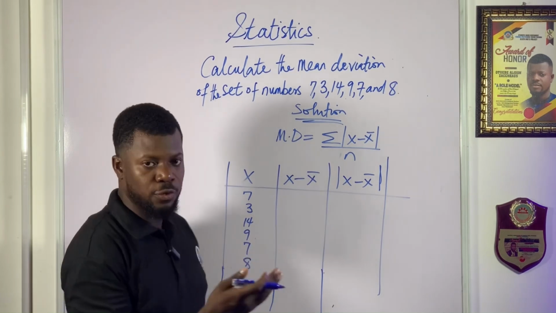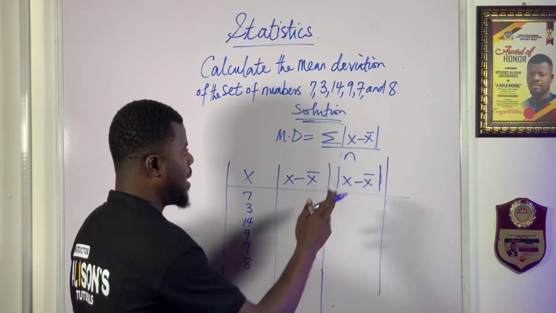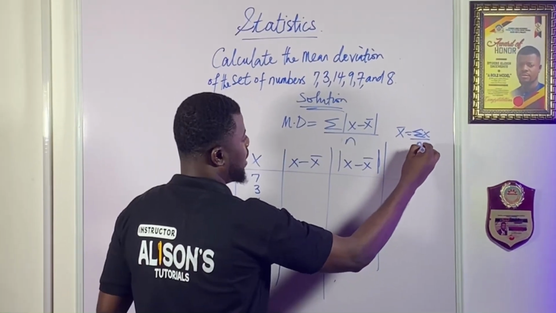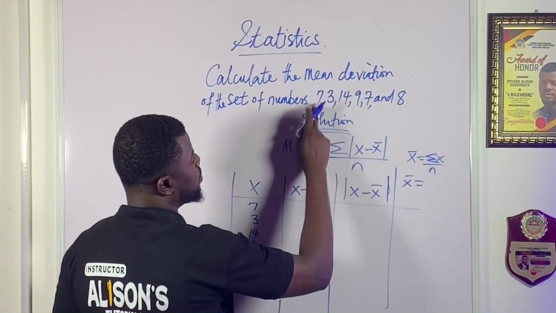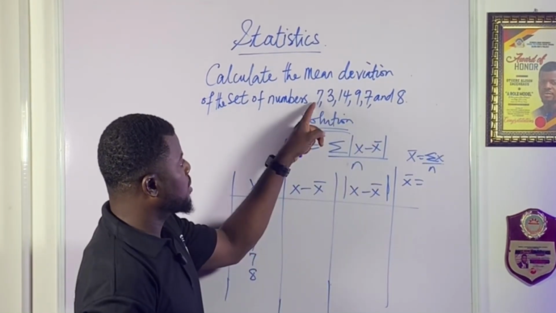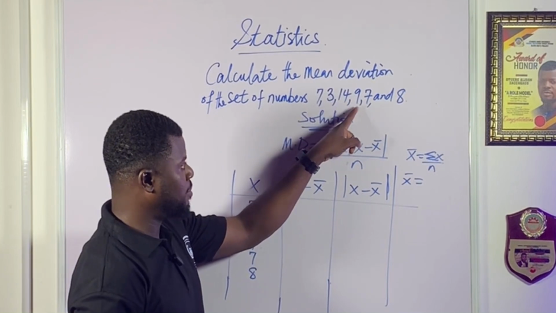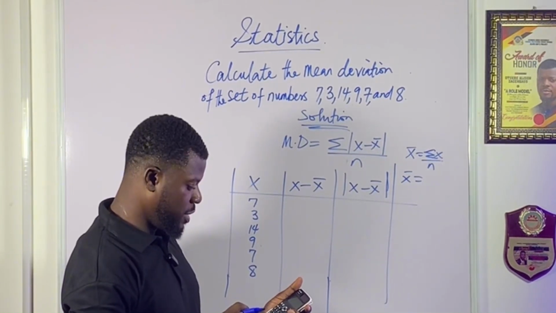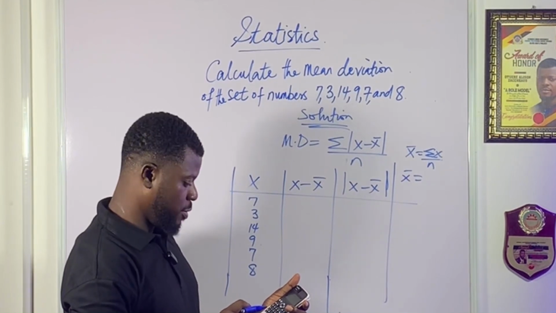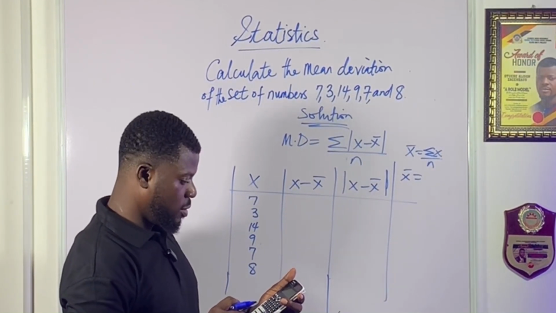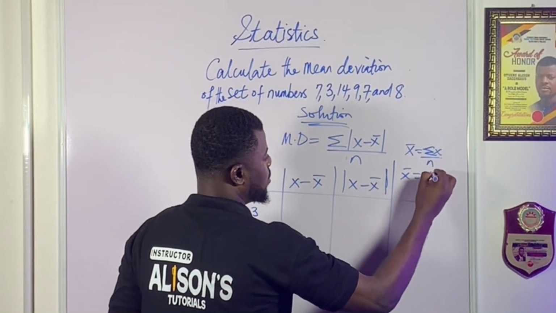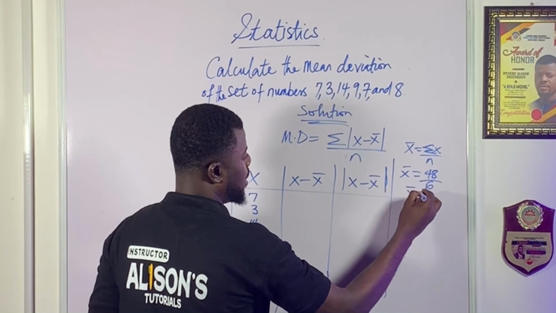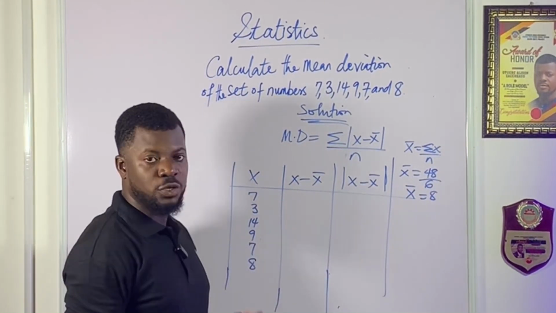Then you can't get this because you've not calculated the mean, which is x bar. To calculate the mean, remember that the formula for mean is sigma x over n. So x bar will equal, what is sigma x? It's the summation of all these numbers you're having here, which is 7 plus 3 plus 14 plus 9 plus 7 plus 8. If you sum that up, let's do that quickly. What you have in your calculator there would be 48. Divide by n. What is your n? It is the total number we have here, which is 1, 2, 3, 4, 5, 6. Divided by 6, the x bar will equal 48 divided by 6, that will be 8. All right, so we've gotten our mean to be 8.